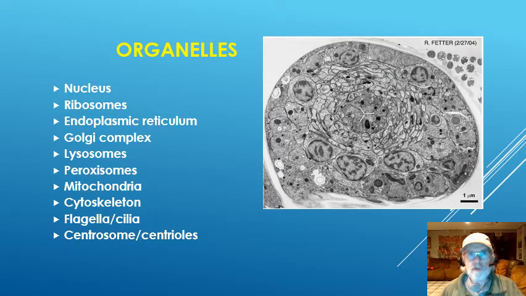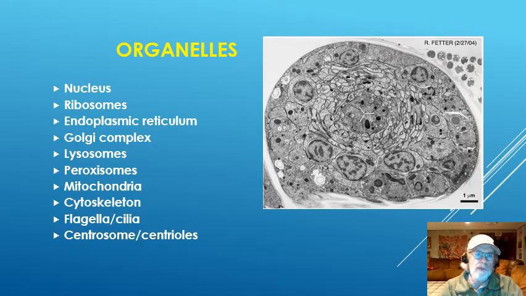Endoplasmic reticulum is sort of like a highway inside the cell. It's a series of channels and tubules inside the cell to let things get from one place to the other. Okay, and we'll talk about the difference between rough versus smooth endoplasmic reticulum in a little bit. Golgi complex is something else we'll talk about, and we'll spend some decent time on it.